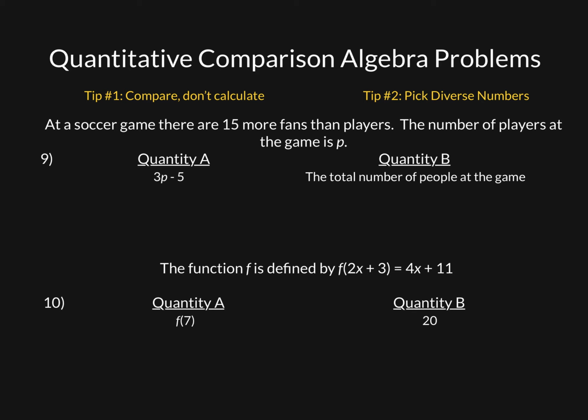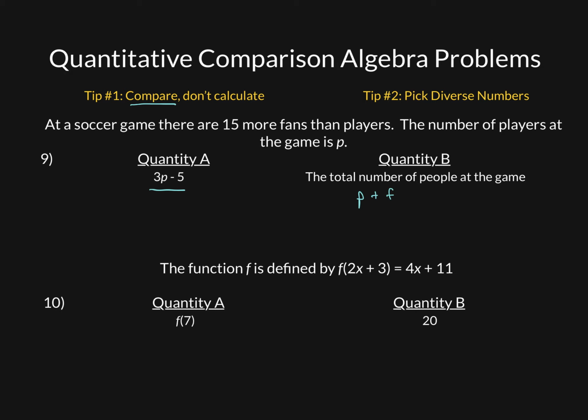So the total number of people at the game, let's go ahead and see if we can solve for that. Well, the total number of people to me is just going to be the amount of players plus the amount of fans. Let's say F for fans. Well, we want to try to replace the fans with something that's relevant to players so we can compare it, because we're looking to compare, not necessarily calculate. So players plus fans is the total amount of people at the game.